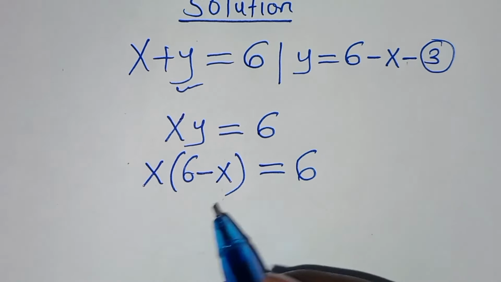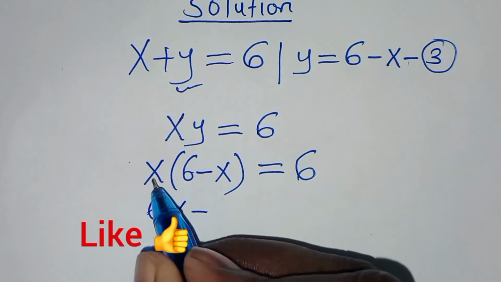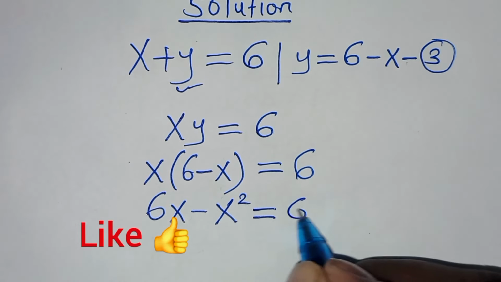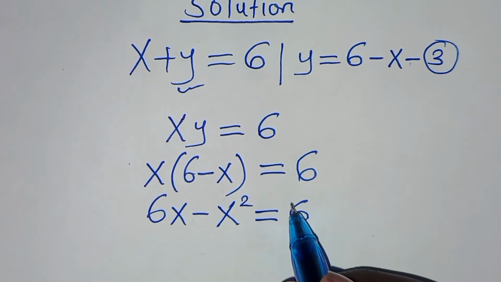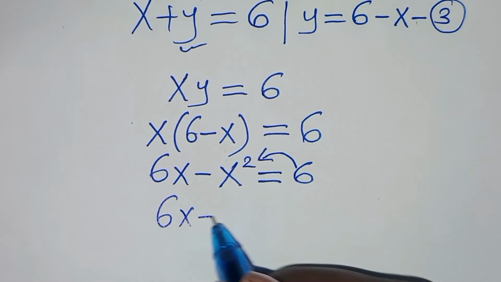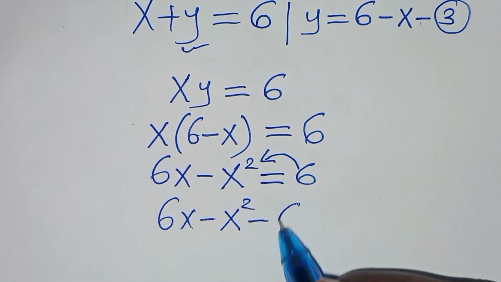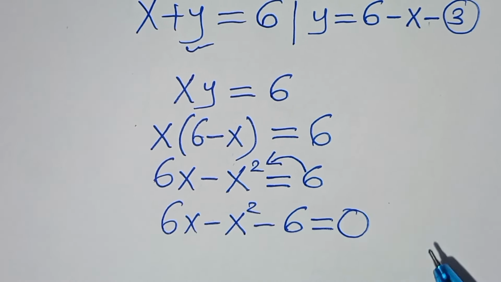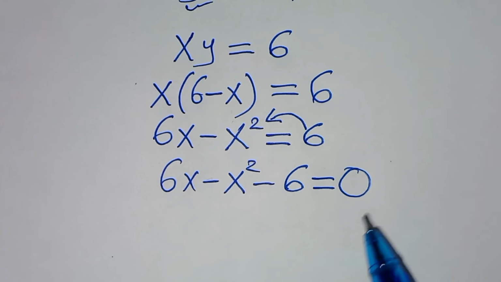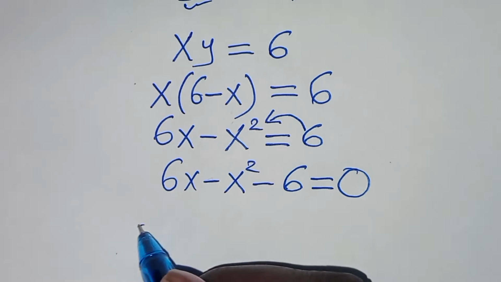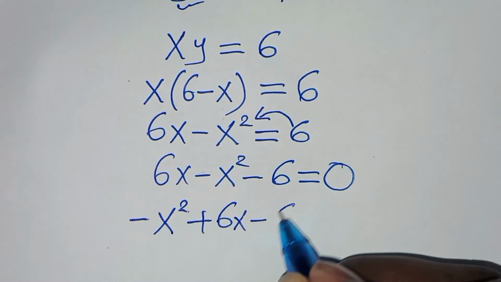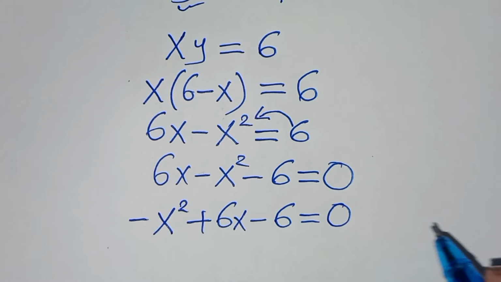Now, x times 6 is 6x. Subtract x times minus x, this is minus x squared. This is equal to 6. So the next step is to take 6 to the left hand side, so that now we have 6x minus x squared minus 6 equals 0. Now, rearranging this equation, we'll have minus x squared plus 6x minus 6 equals 0.